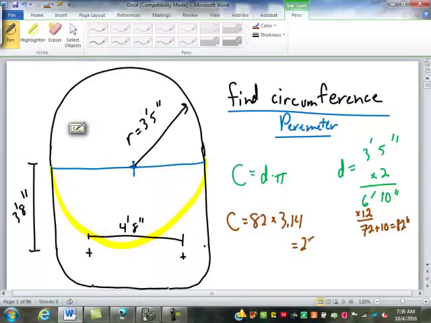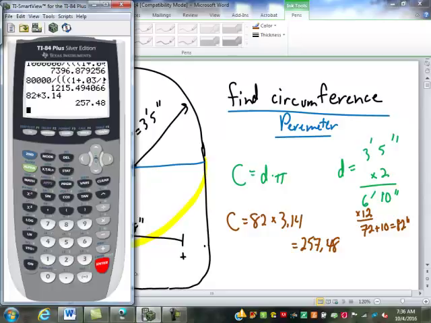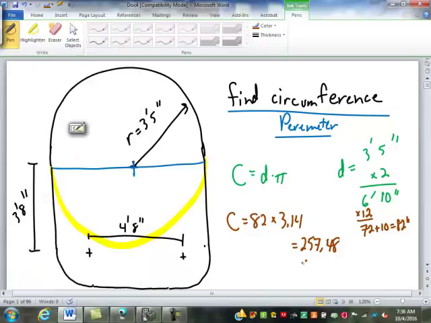$257.48. Am I done with that for now? No, what do I have to do? Divide by 2 because it's only half a circle. 128.74. So that's from here around to here.